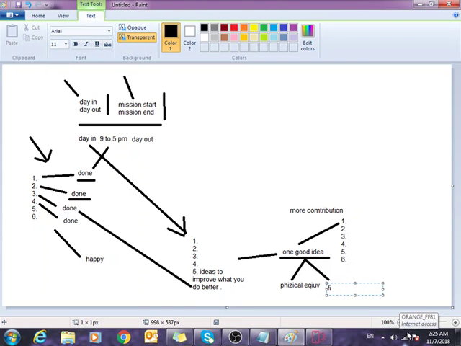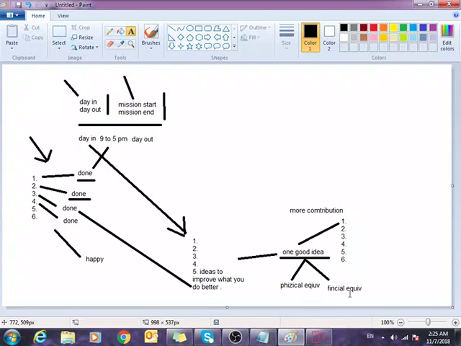Now this is a good product. This is a great product, but it doesn't sell itself. This is the physical equivalent and the financial equivalent. This is a good product and it doesn't sell itself. You should go and sell it.